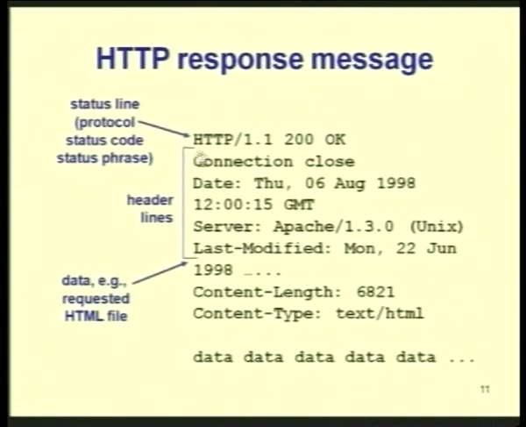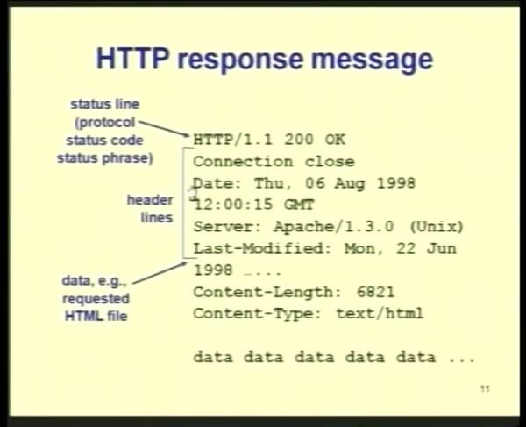The first line will be a status line. The status line will consist of the protocol that is being used, so HTTP followed by the version 1.1 or 1.0, followed by a status code and then a status phrase. So, 200 OK indicates that your request was processed successfully, and what follows is the corresponding information. Then we say connection close. Remember, the connection header indicates whether you are closing the connection or keeping it open, corresponding to non-persistent and persistent HTTP. Persistent, you are going to keep it open; non-persistent, you will close the connection.